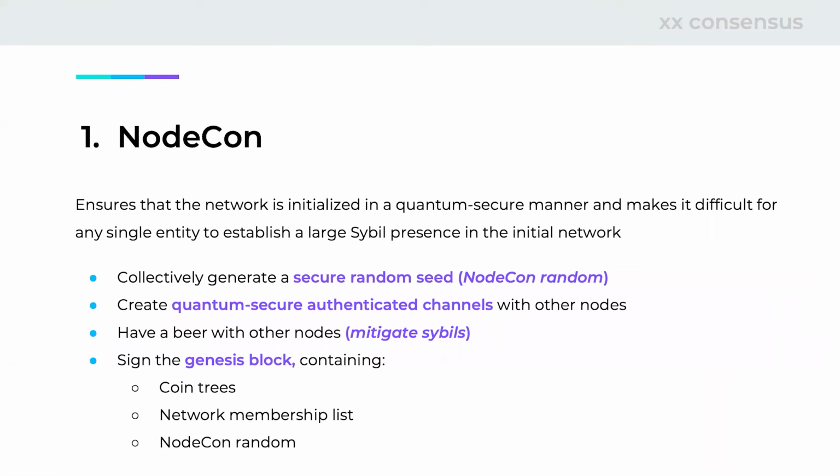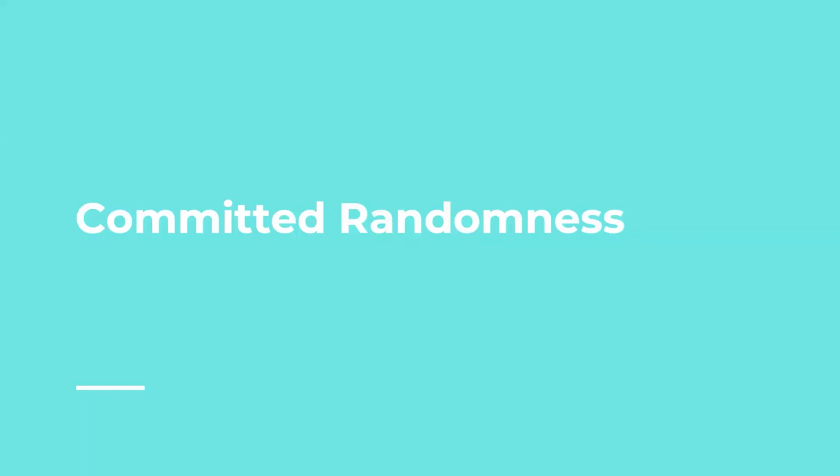And so once we've accomplished all this, the final task is to collectively sign the Genesis block. And this will contain the tree of initial minted coins, the initial list of nodes in the network, and the NodeCon random we generated. And then finally, the drinks and hors d'oeuvres can begin. Once we have that NodeCon random and membership list signed into the Genesis block, we can start consensus, and we've really seeded our next approach. And we call this approach committed randomness.